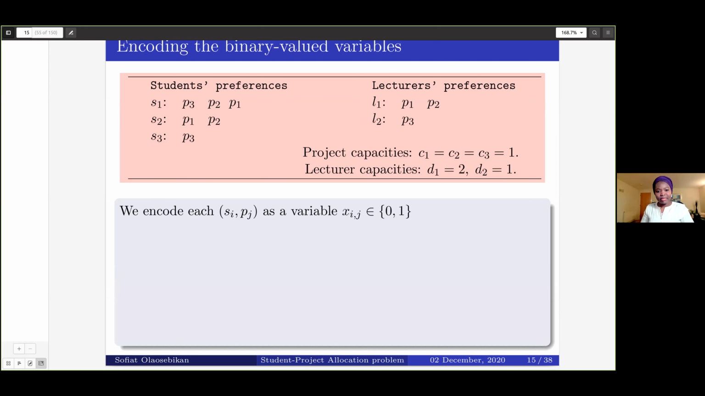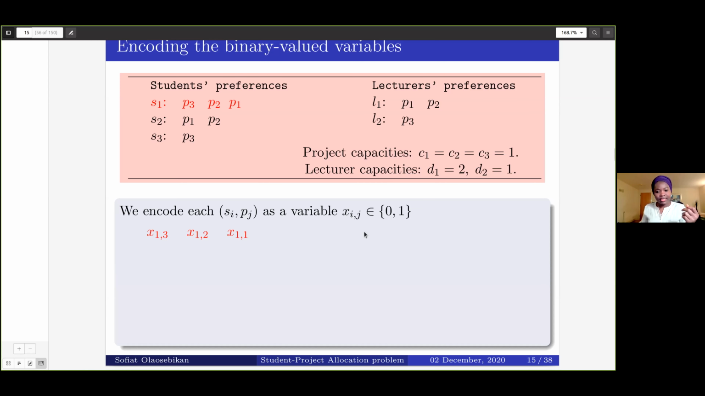For this instance here, the first thing we want to do is encode the variables to represent the assignment of students to projects, and what we use is zeros and ones. So 0 is going to mean a student is not assigned to the project, and 1 would mean the student is assigned to the project. What do I mean by that?